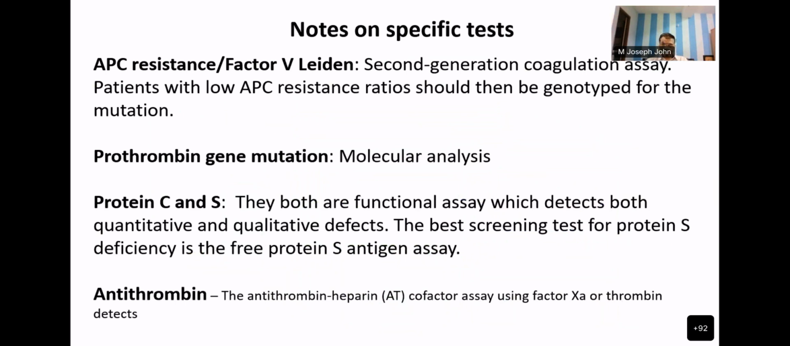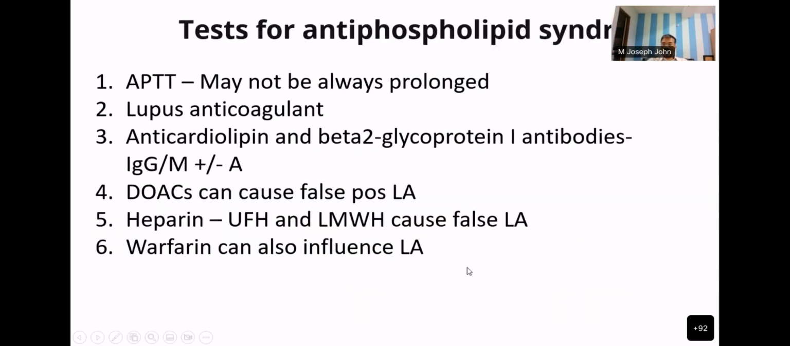You have a laboratory-based test, which all of you may know, and mutation testing also. Prothrombin gene mutation is only by mutation. Protein C, protein S, functional assays are available now, and mutation testing is also available now.